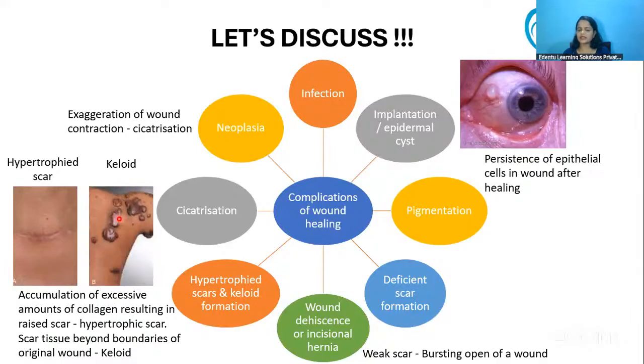The best example is Marjolin's ulcer. Squamous cell carcinoma arising from Marjolin's ulcer is the best example of neoplasia arising from a wound.